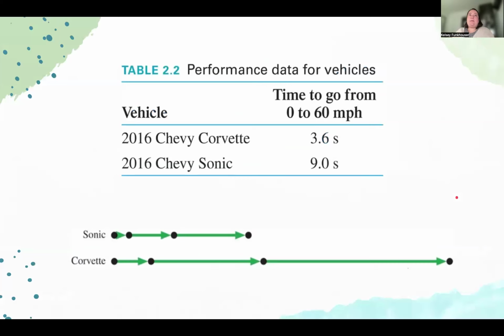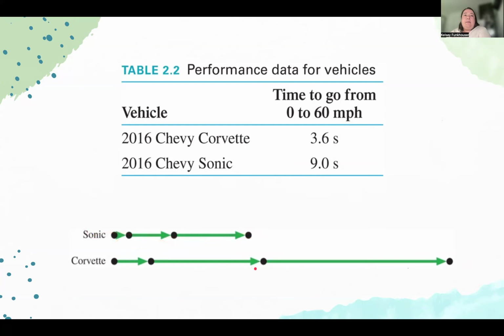And then I want us to think about this example of a Chevy Corvette and a Sonic. If we think about how long it takes each of them to go from 0 to 60 miles per hour, the Corvette can do it in 3.6 seconds, and the Sonic takes 9 seconds. We can see this also in our particle diagram of the situation.